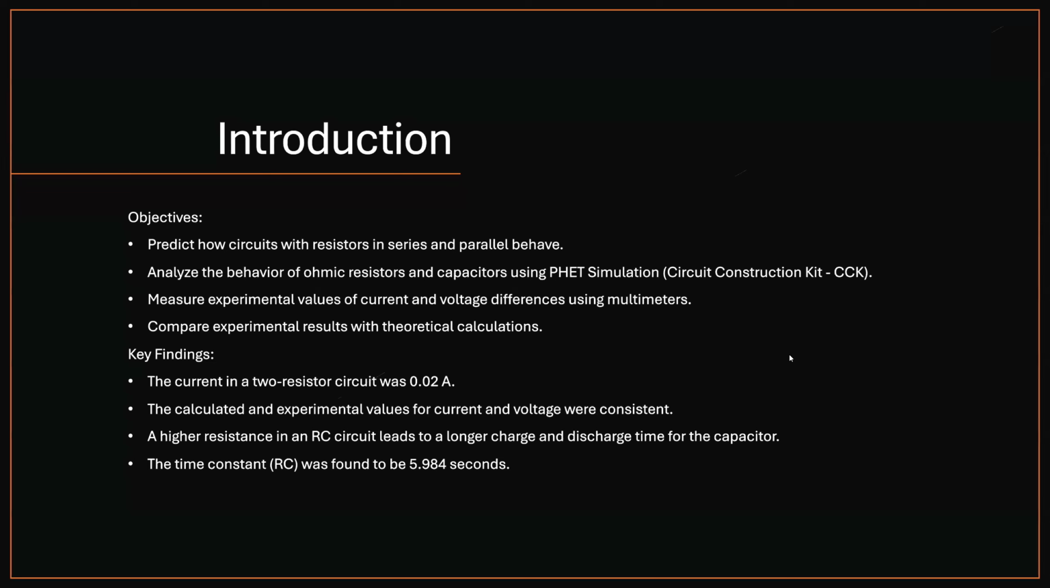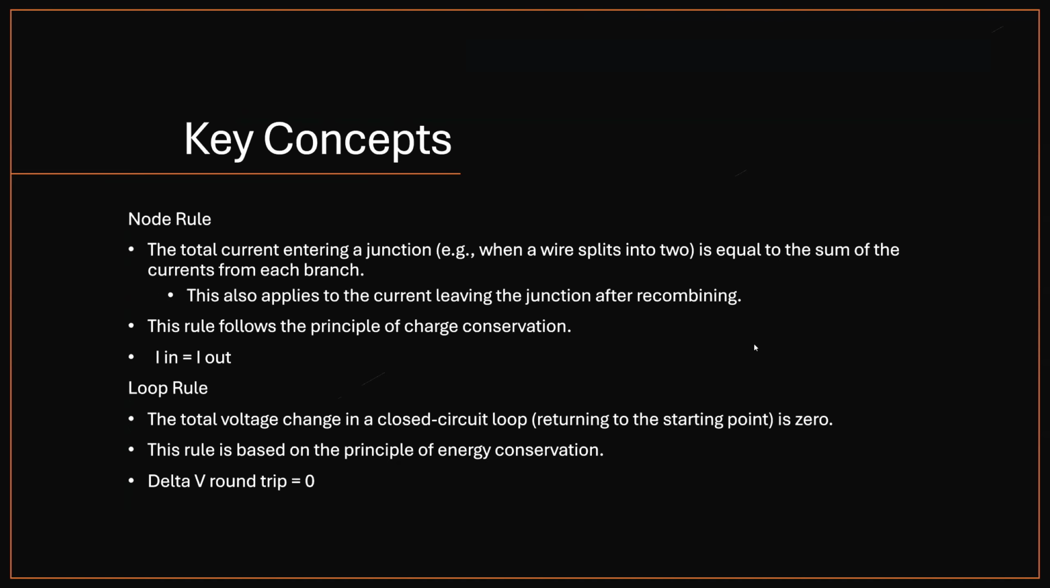Key findings. The current in resistor 2 in the circuit was 0.02 amps. This was calculated using values for current and voltage which were consistent. A higher resistance in the RC circuit leads to a longer charge and discharge time, and the charge time was almost 6 seconds.